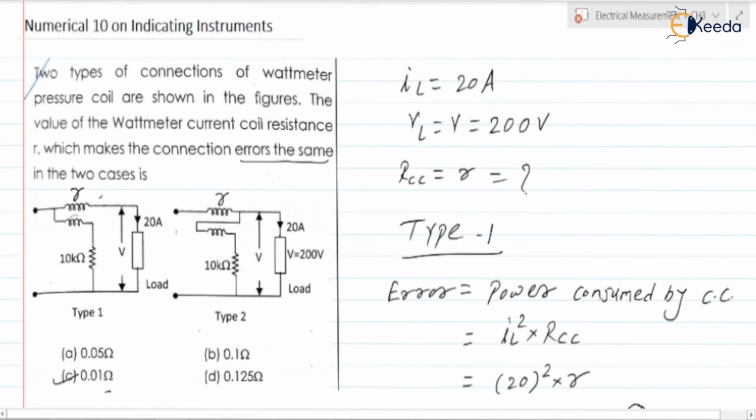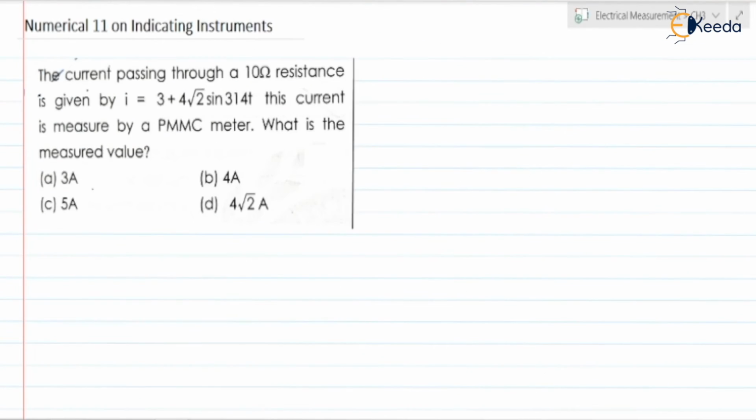So this is about numerical number 10. We are going to discuss numerical number 11. Let us read the numerical. The current passing through a 10 ohm resistance is given by this expression: I is equal to 3 plus 4 root 2 into sine of 314t. This current is measured by a PMMC meter. Next, what is the measured value? They have given four options. So the reading of the PMMC meter they have asked.